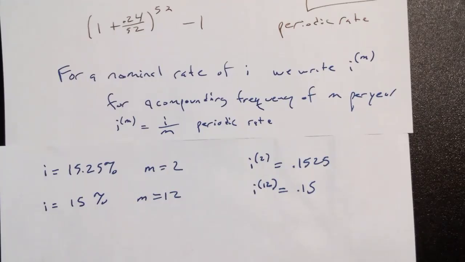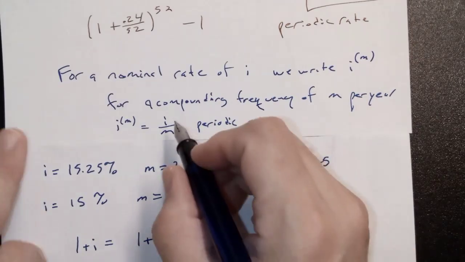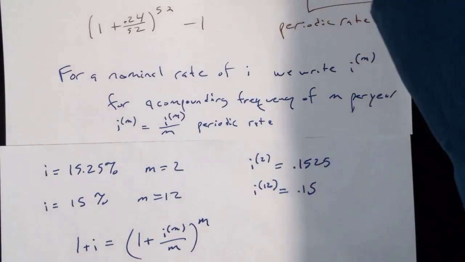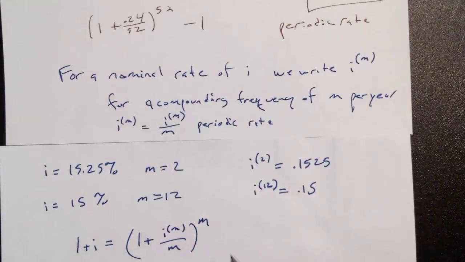The equivalent annual rate, actually, this should have that superscript M on it, over M to the M. So I can figure out I, the effective annual rate, by converting this from a periodic rate to an annual rate.